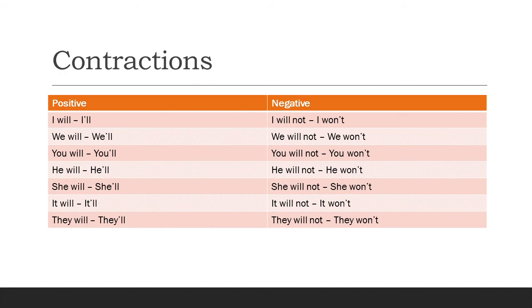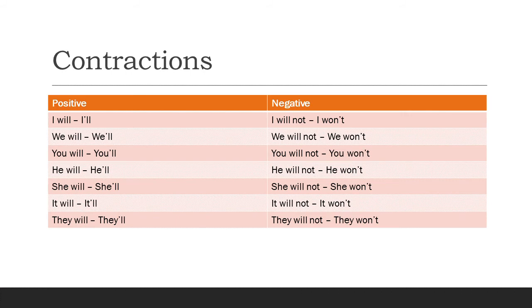Okay, they will not becomes they won't. Again, as I said, it depends entirely on the word you're trying to stress. If you really want the not to be stressed, you would contract the subject and will. For example, you might say something like, I'll not do this. Okay, I'll not talk to you. Right? So it exactly depends on what message you're trying to convey.